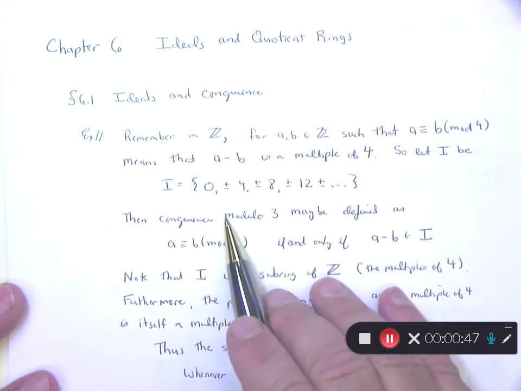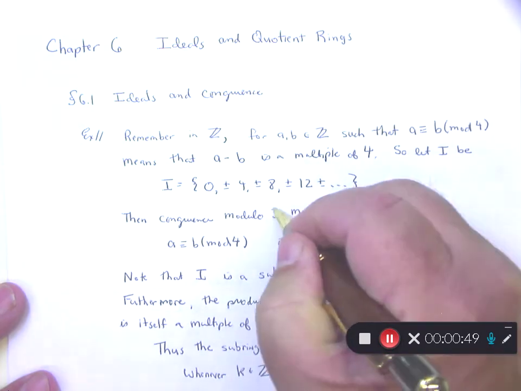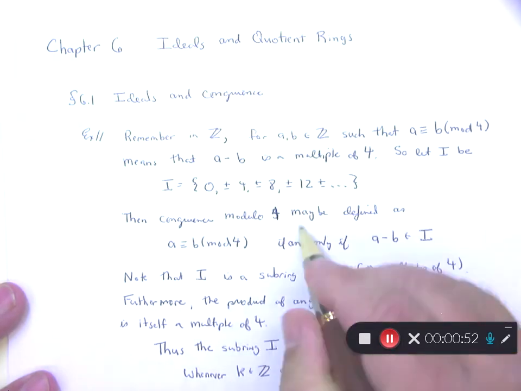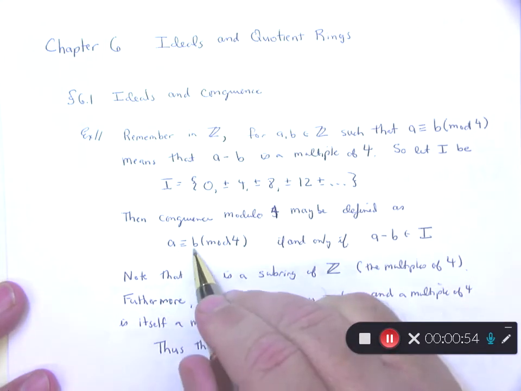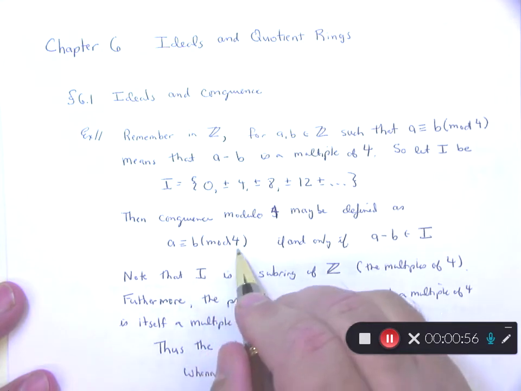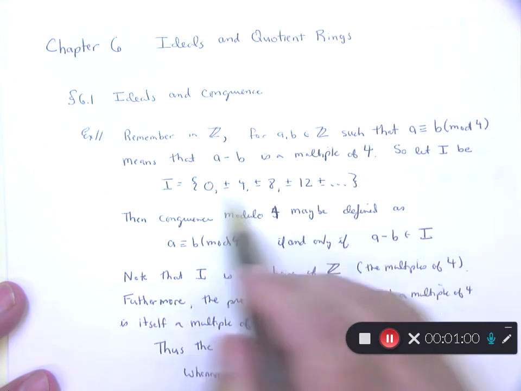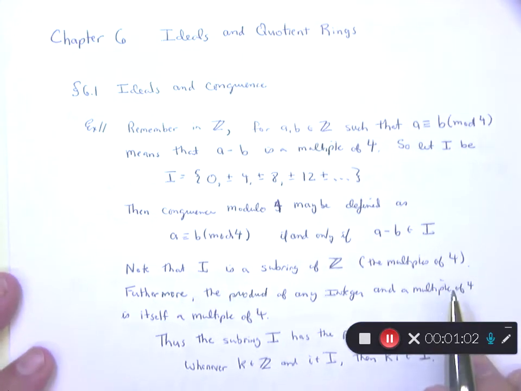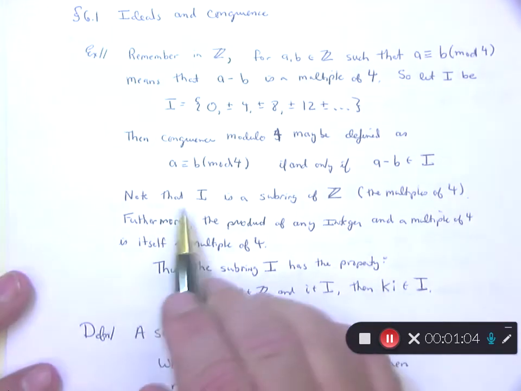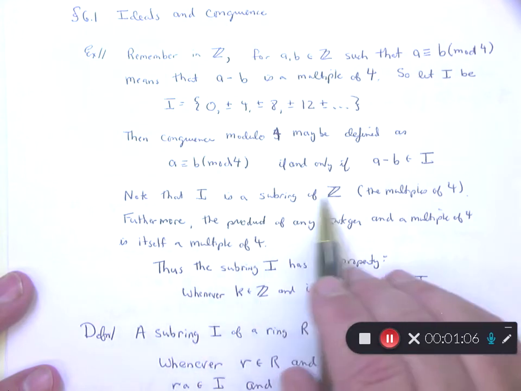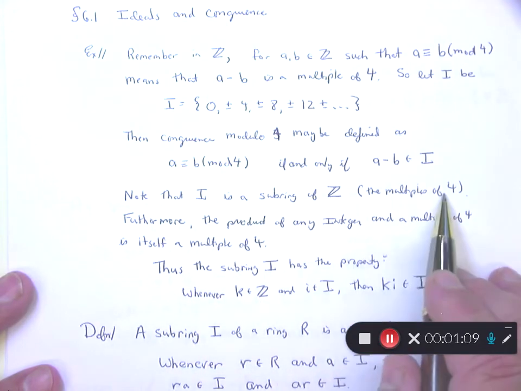Then the congruence modulo 4 may be defined as a is congruent to b mod 4 if and only if a minus b is an element of this set here, I. So, note that I is a subring of the integers. It's the multiples of 4.